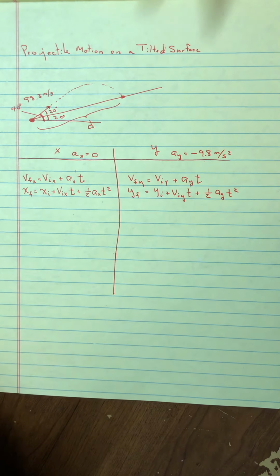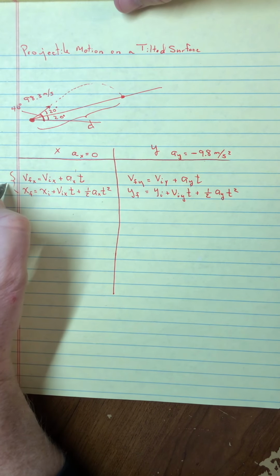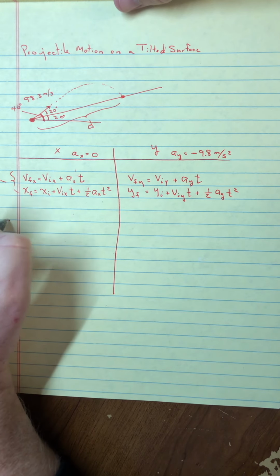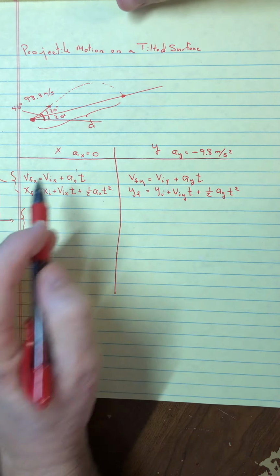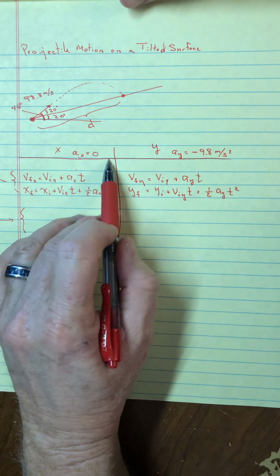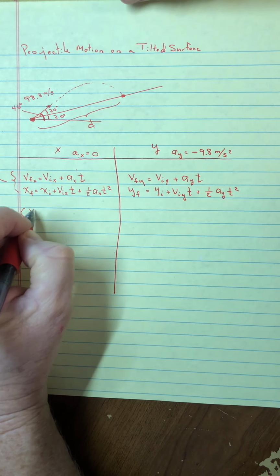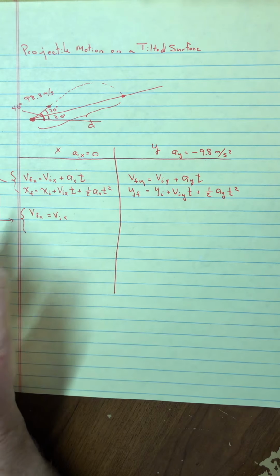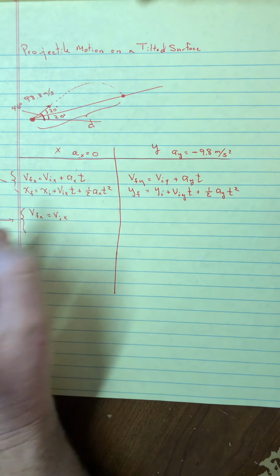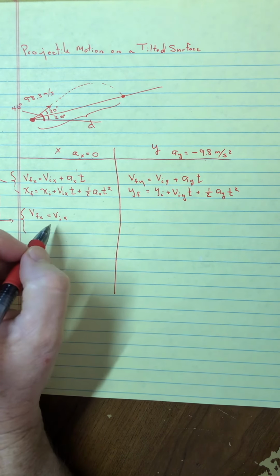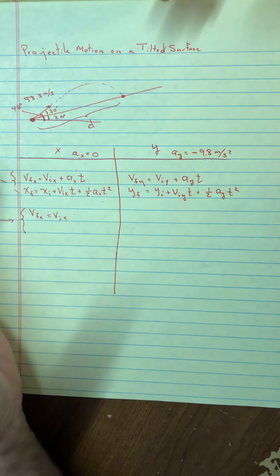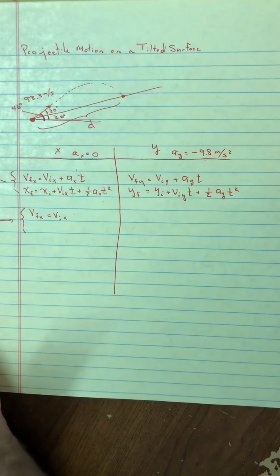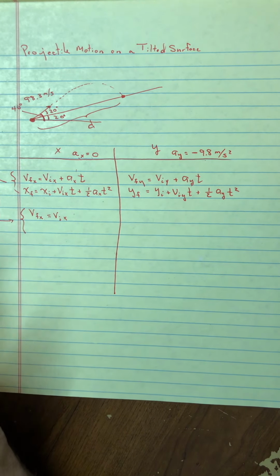I could even go one step further and take those two equations and put in my acceleration of 0. So this would say final velocity in the x direction is equal to initial velocity in the x direction, because that one would be 0. That one's kind of boring, but what it means basically is it doesn't change its speed in the x direction. Exactly. That's what 0 acceleration means.